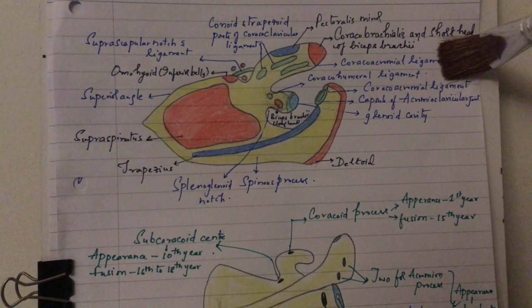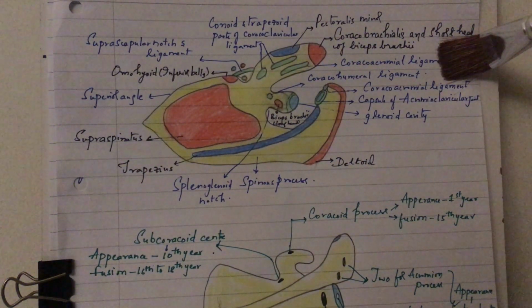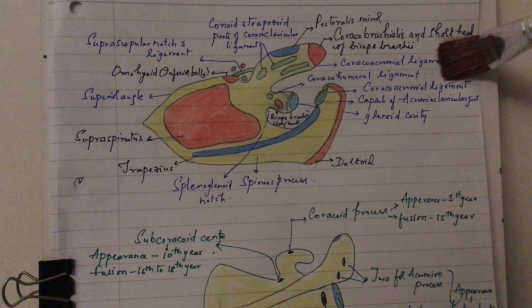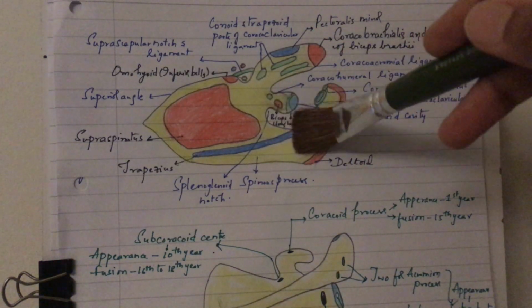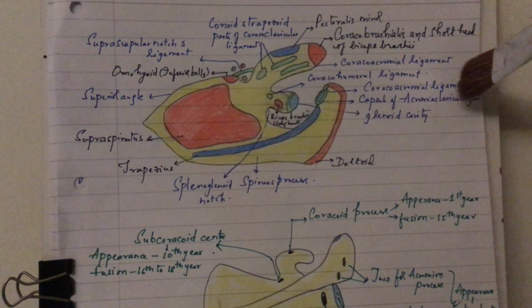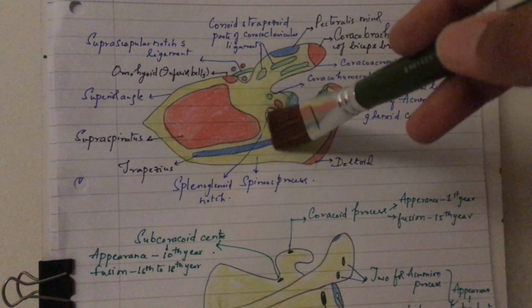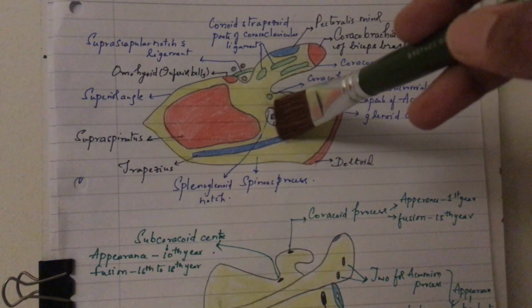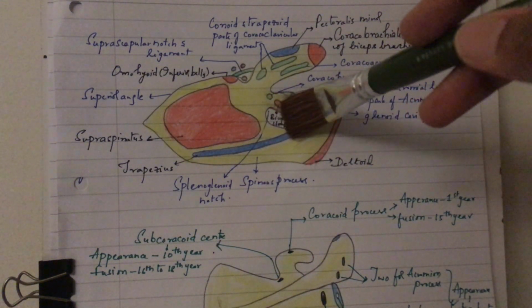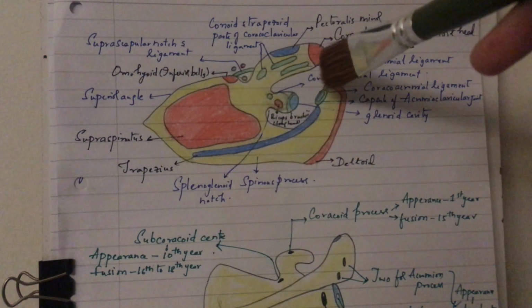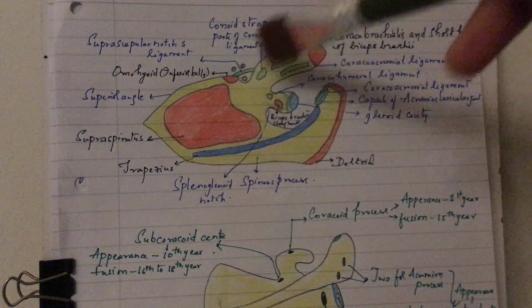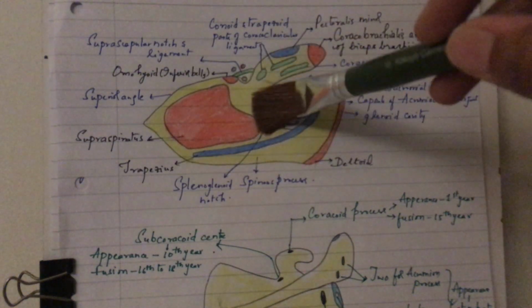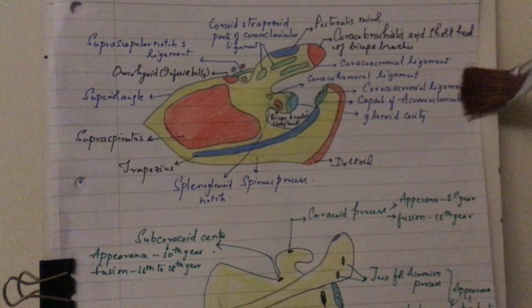Coracoacromial ligament: it's attached to the lateral border of the coracoid process and to the medial aspect of the tip of the acromial process. Then we have the coracohumeral ligament. It's attached to the root of the coracoid process. This is the acromion and this is the coracoid. So we have the coracohumeral ligament and the coracoacromial ligament.